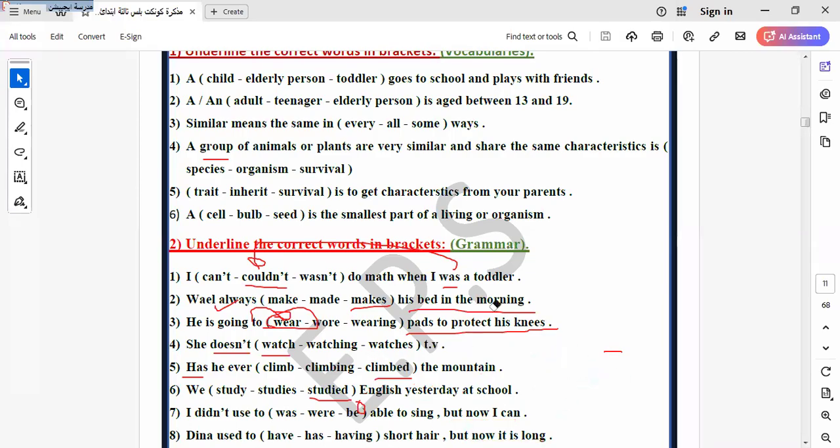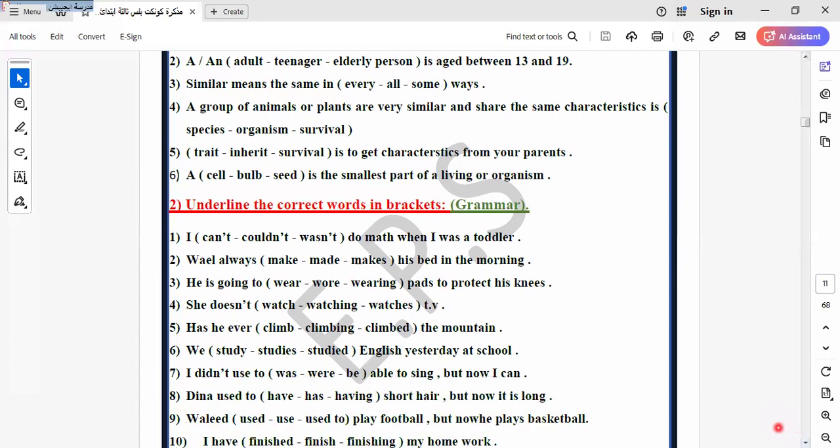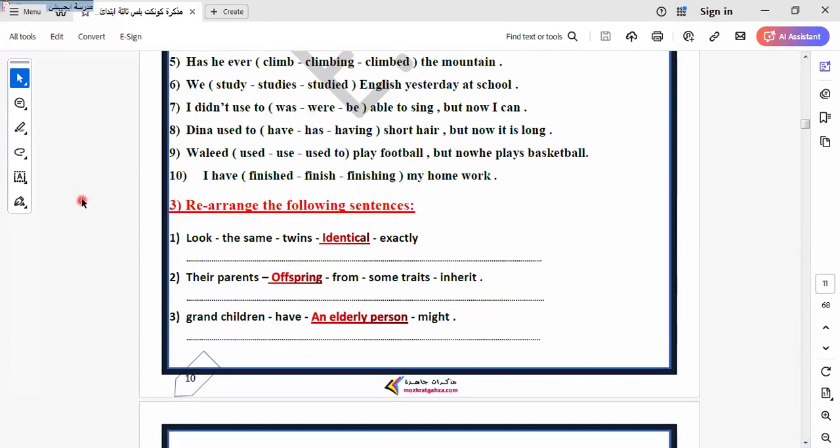Let's go to another one here. Here we have I have space my homework. It will be I have finished my homework. So here we have the subject plus verb plus object. Okay, this is the rule of the sentence.